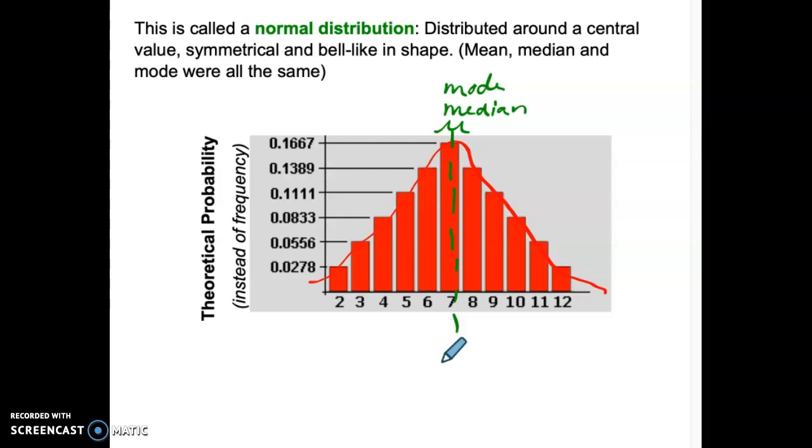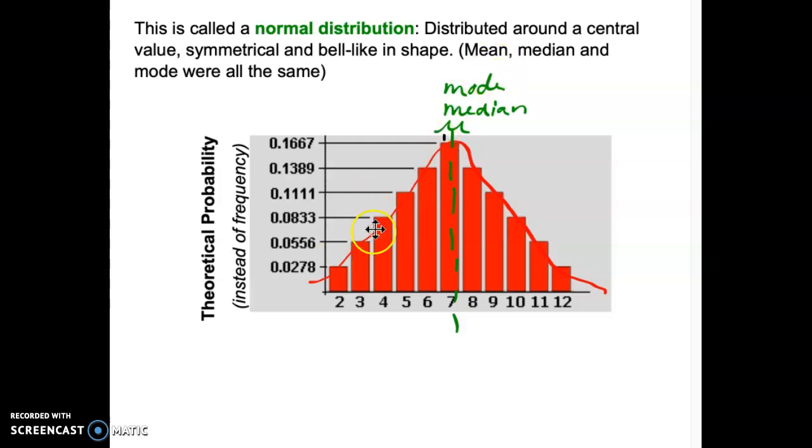And an interesting thing about it is that the mean, median, and mode of a normal distribution are all the same. If you think about it, it's an equal amount of data on both sides and the highest point is in the middle, so that's going to be the average. It's directly in the middle, so it's definitely the median. And it's the highest point because it's the tallest bar, so it's also our mode.